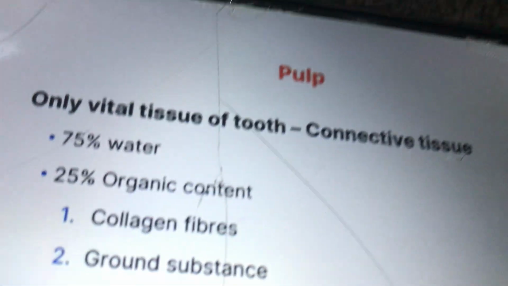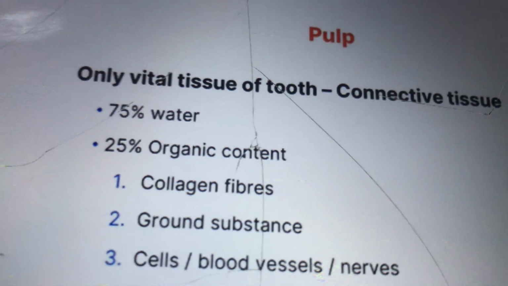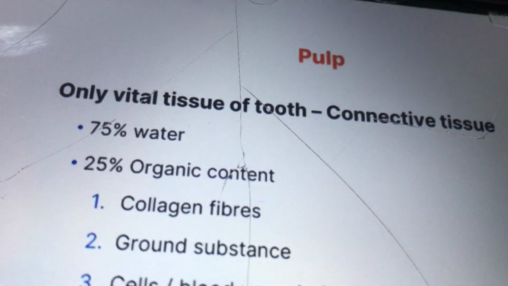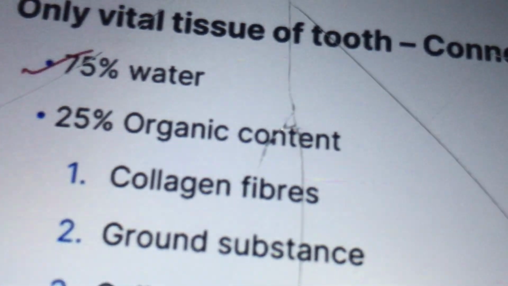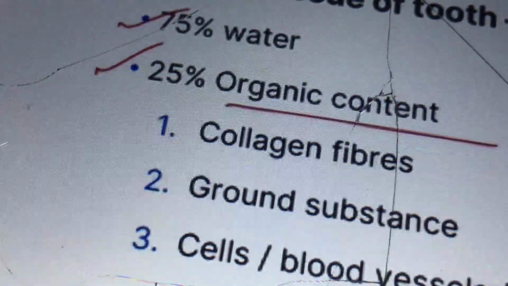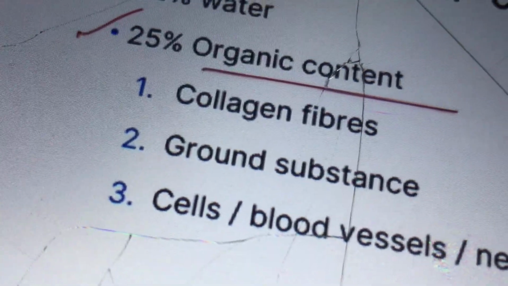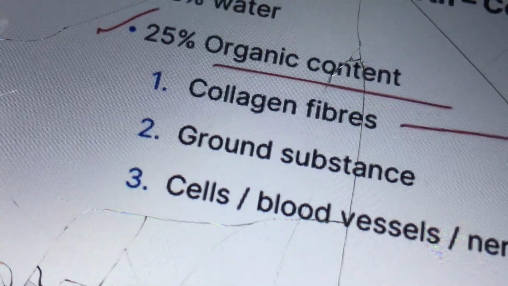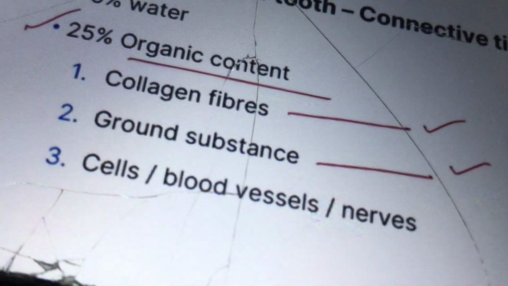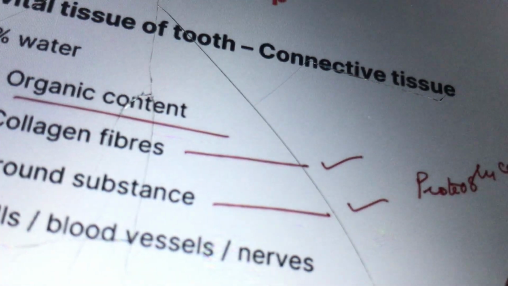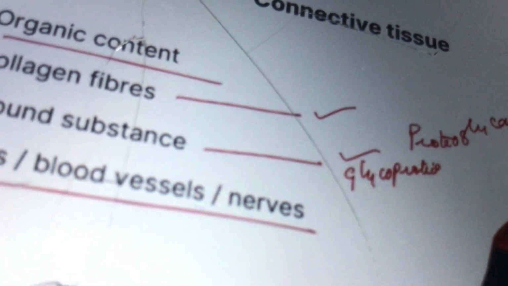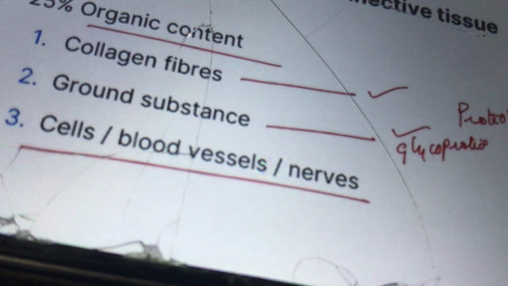So now let's see the pulp. Now what is pulp? Now pulp is the only connective tissue and it is the only vital tissue of the teeth. It is mainly composed of water, which is 75%, and then you have your organic content, which constitutes the rest 25% of pulp. The organic content includes your collagen fibers, your ground substance, again that is your proteoglycans, and your glycoproteins. Then you have your cells, blood vessels and nerves within the pulp.